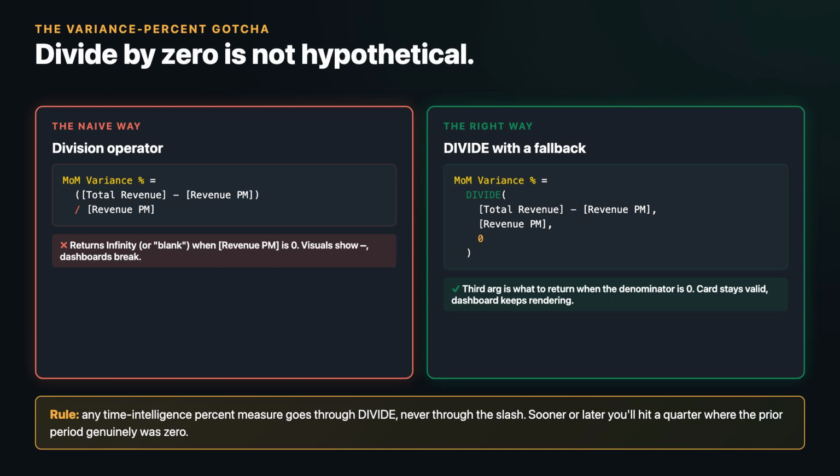Divide is the safe alternative. 2 values to divide, plus a third argument. The value to return when the denominator is 0. Usually 0. Sometimes blank, depending on what you want the visual to show. Any time intelligence percent measure goes through divide, never through the slash. Sooner or later you'll hit a quarter where the prior period genuinely was 0. Divide is one extra word for permanent dashboard safety.